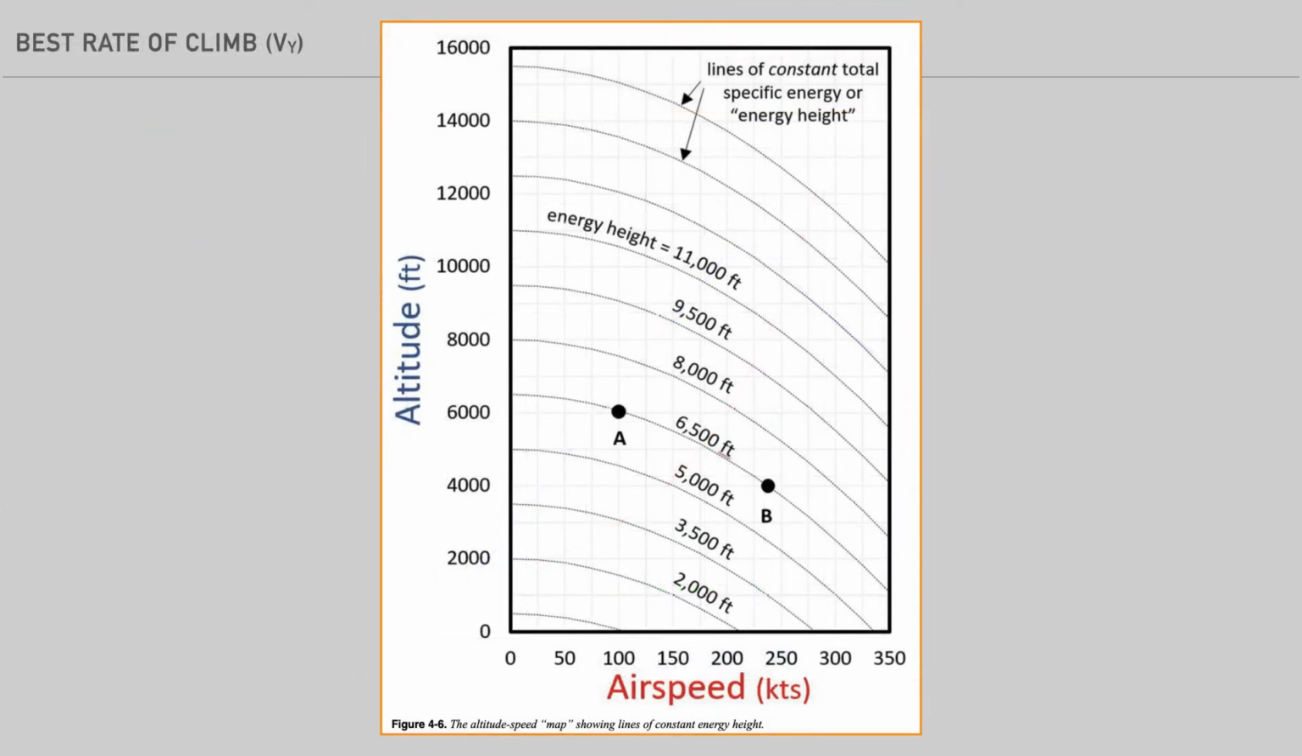Here we have an altitude speed map showing lines of constant energy. At any moment during flight, your airplane has a fixed amount of energy which, ignoring fuel, depends on its altitude or potential energy and its airspeed or kinetic energy. The opposing forces are parasitic and induced drag. For a fixed power setting, you can trade altitude for airspeed and vice versa, but your total energy remains the same. In other words, you can choose to speed up and descend or slow up and climb.